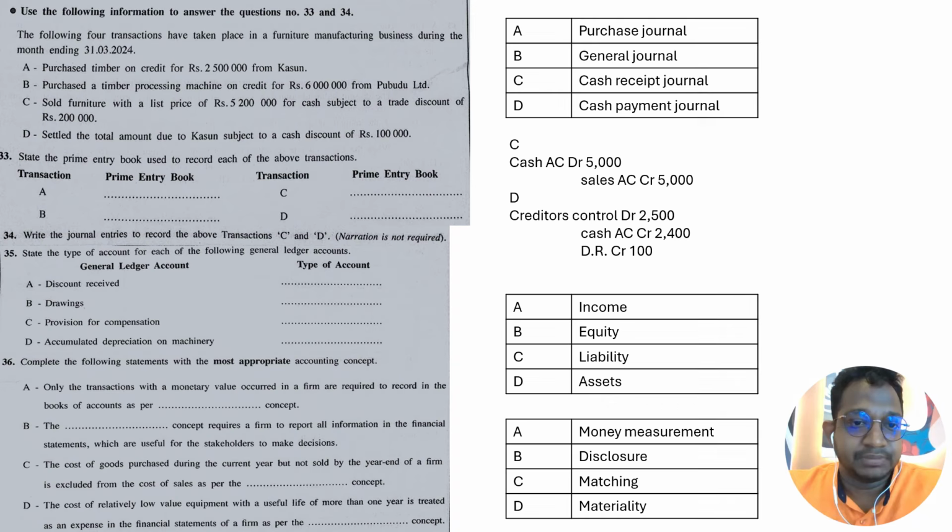B, purchase a timber processing machine on credit. So you are purchasing property, plant, and equipment on credit, and that should fall under general journal. C, sold furniture with a list price of 5,200,000 for cash, subject to a trade discount. So that falls under cash receipt journal. And settling back to the creditor, which means you are paying cash to the creditor. So that is cash payment journal.